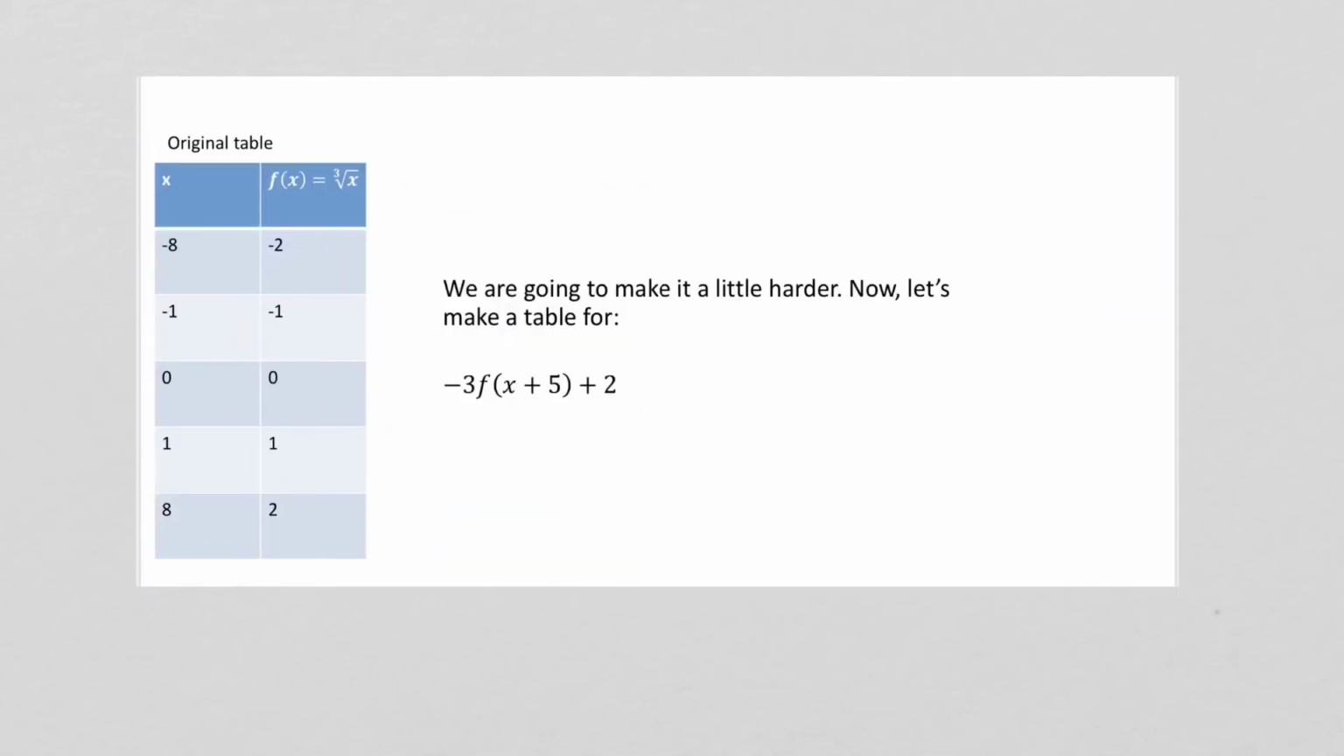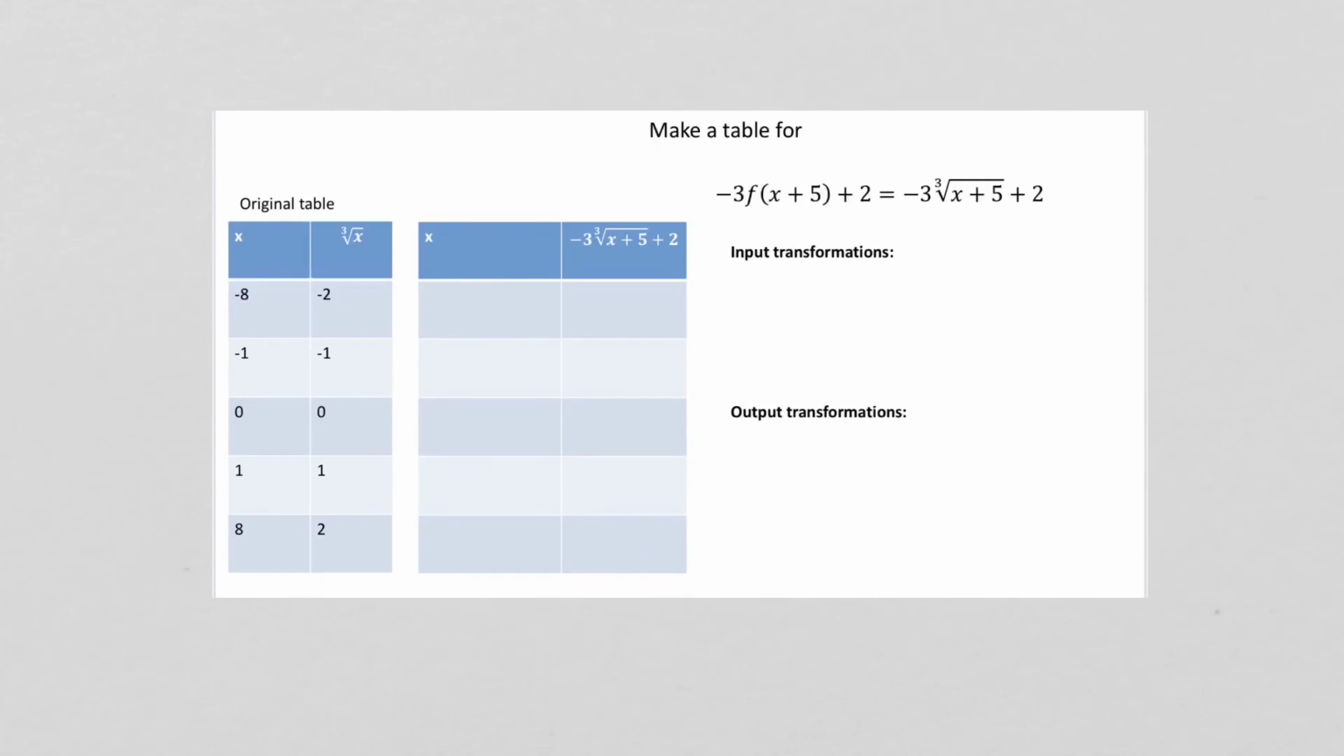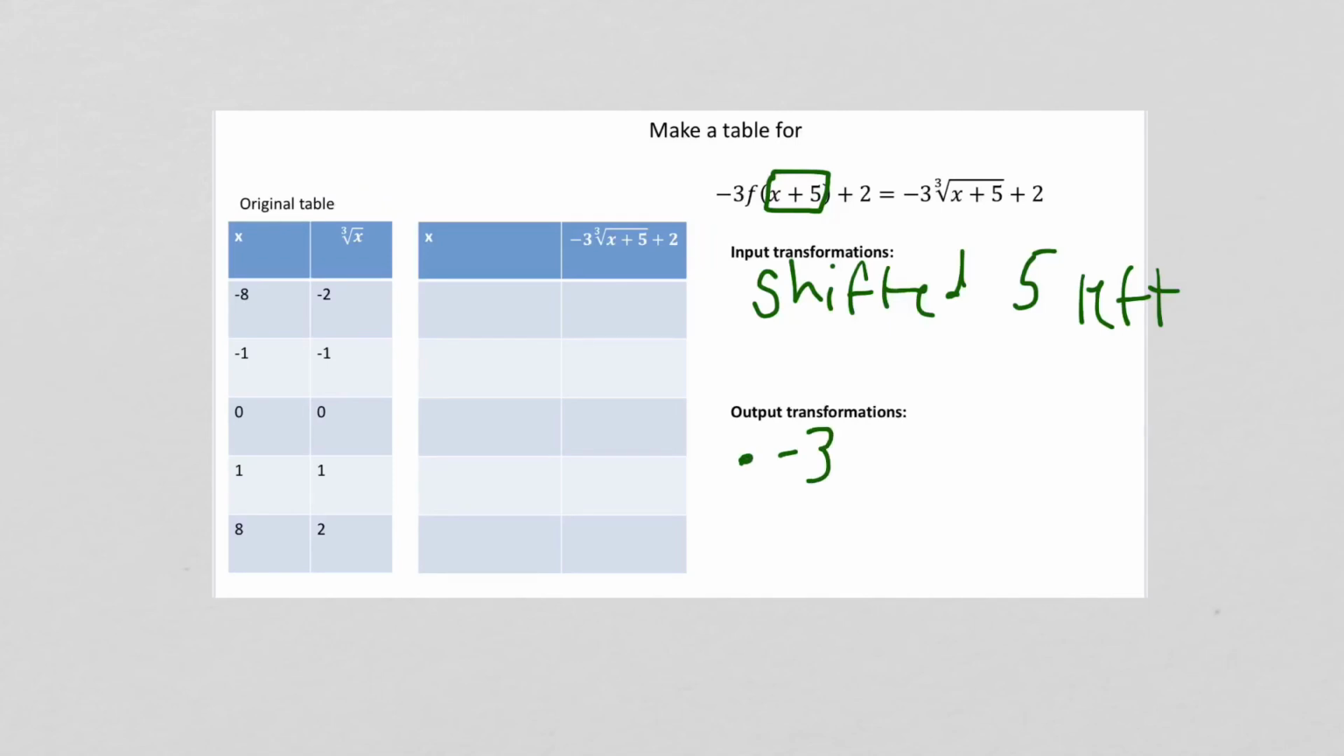So we can make it a little bit harder now. We're going to use this transformation, -3 times f of x plus 5, plus 2. So our function is going to be -3 times the cube root of x plus 5, plus 2. So we're going to make a table for this. So first we need to consider what's happening to our inputs and what's happening to our outputs. Once again, our inputs are only affected by this x plus 5 in here. So they're being shifted 5 left, so we're subtracting 5. And then our outputs are being multiplied by -3, and then we are adding 2.